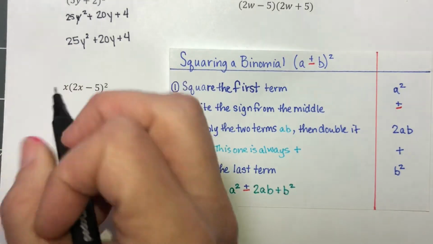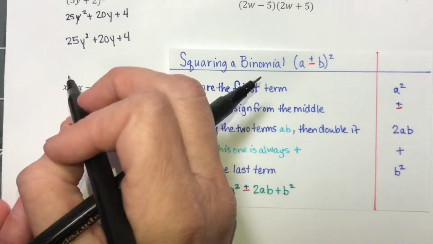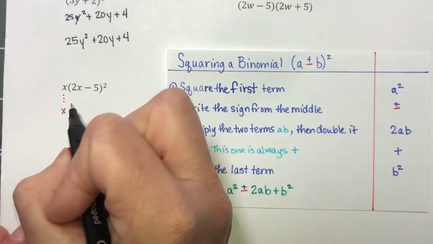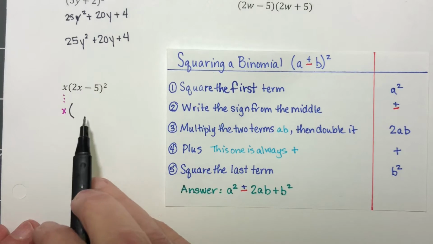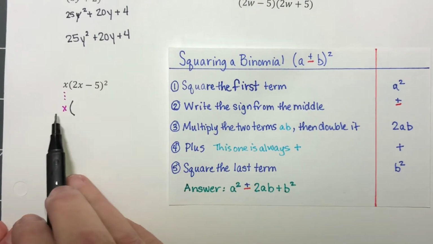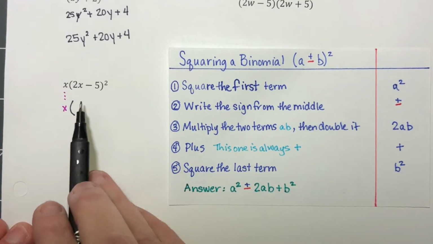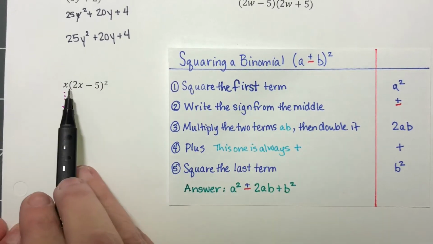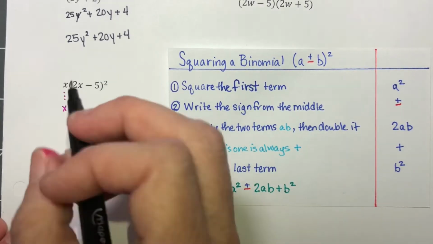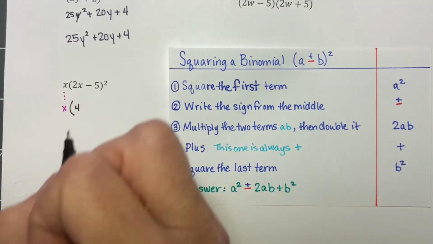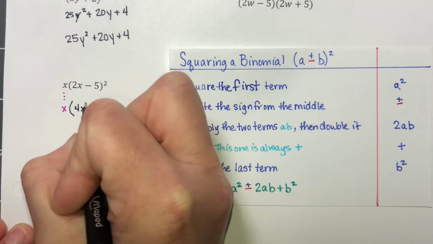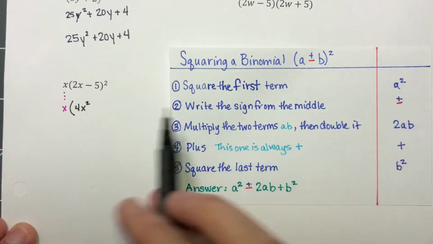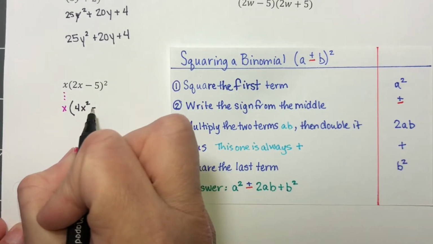So I'm just going to bring down this x and then multiply this out, okay? And then after I figure out what this is, I'll distribute the x. So what am I going to do? I square the first term. 2x, square that. Square the 2 would be 4. Square the x is x squared. Write down the sign from the middle. This one's a minus. So this is minus.